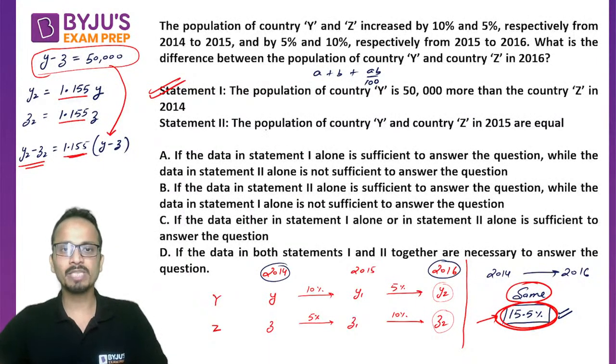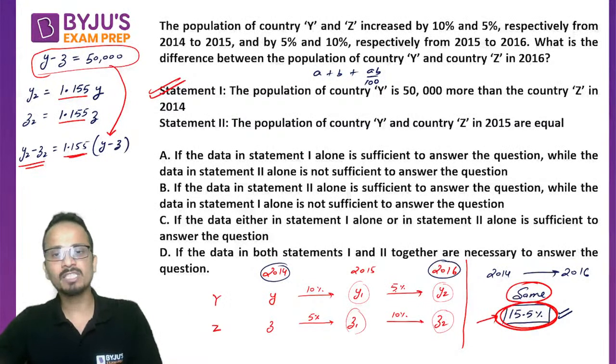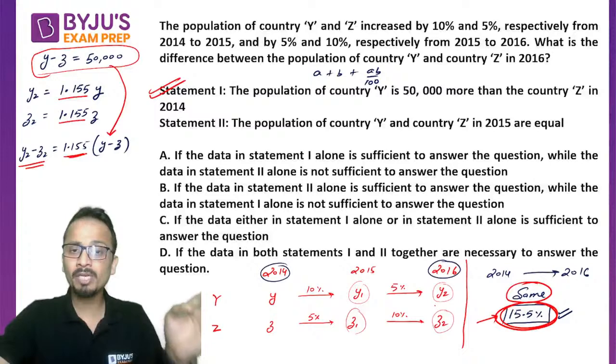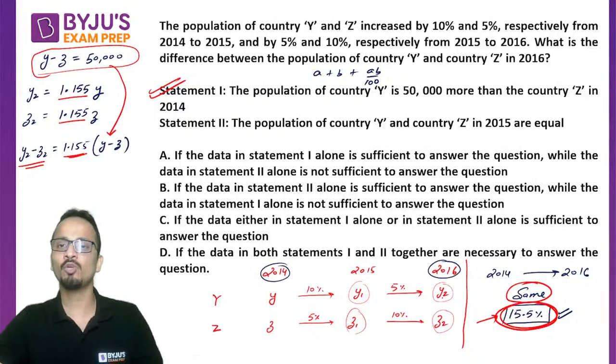Now statement 2 says that the population of country Y and Z in 2015 were equal. Now they can be anything. I don't know the number. They were equal, this is given. But for the first it is a 5% change, for the second it is a 10% change. I need to find the difference between Y2 and Z2. So till the time you do not know the values of Y1 and Z1, you will not be able to get the difference between Y2 and Z2.